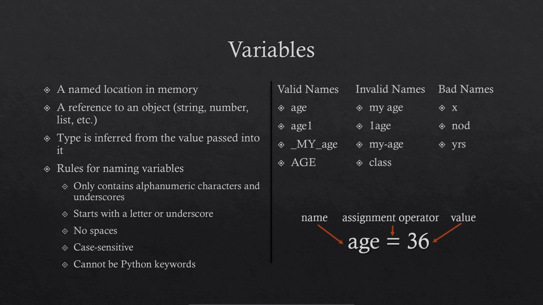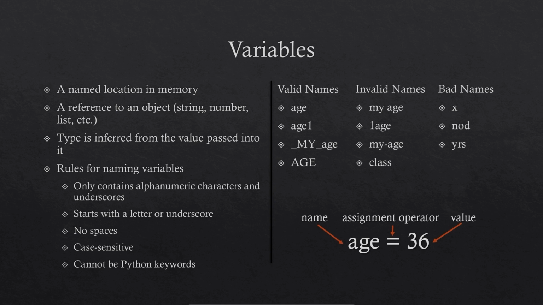There are rules for naming variables. They can only contain alphanumeric characters and underscores. They must start with a letter or an underscore. They cannot contain any spaces. They are case sensitive, and by case sensitive, that means that two variables with the same name, they could both be age, but one is all capitals and one is all lowercase. Python views that as two separate variables, and they cannot contain any Python keywords.